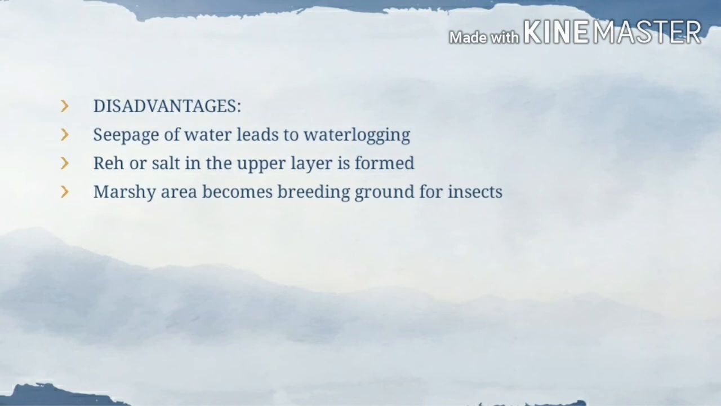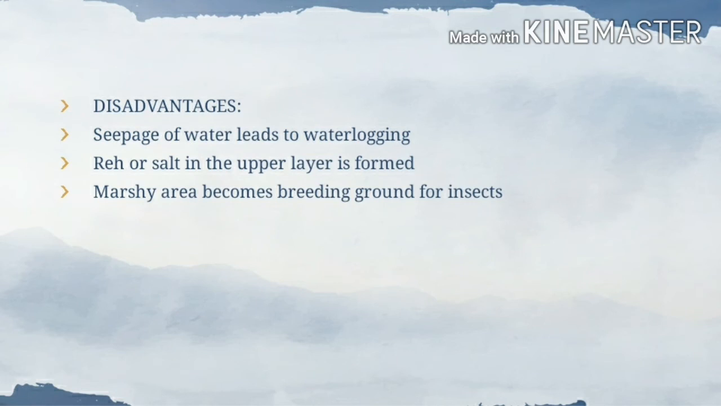Now we will be dealing with the disadvantages of the perennial canal. The first one is seepage of water leads to waterlogging. If the canal is not lined, then the water will seep into the soil, and this will lead to waterlogging. The second one is reh or salt in the upper layer, which will mix with the soil and make the soil very unproductive or infertile.